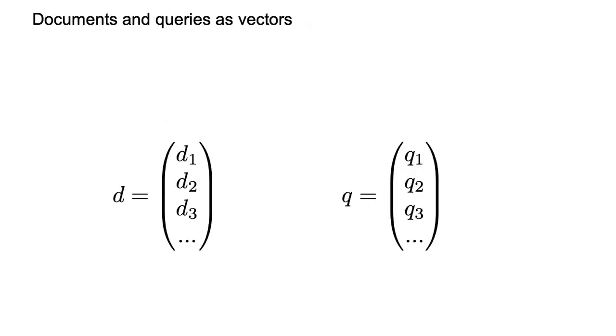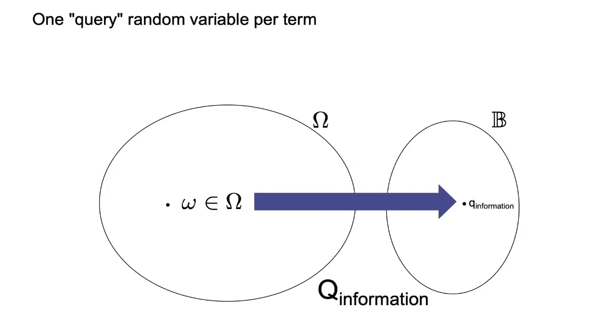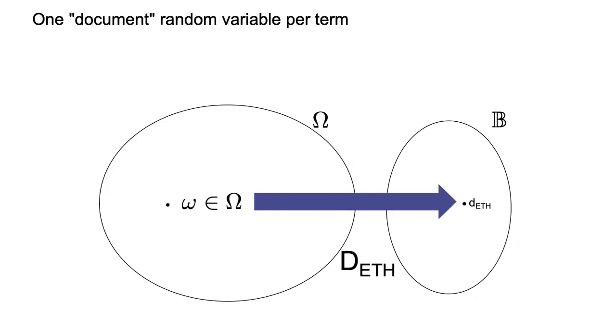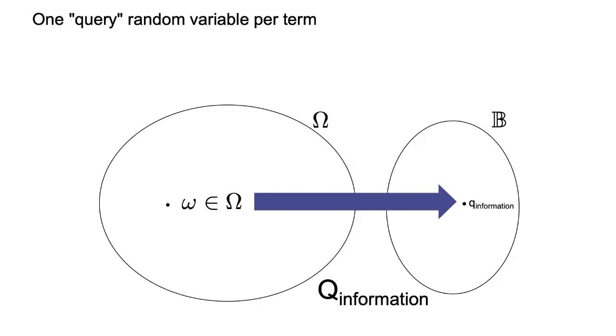This is the same as d1, d2, d3. This is 1 or 0 in my vector, right? d_eth, maybe it's at position 4,372. I don't know. Uppercase D_eth is a random variable that has the target set {1, 0}. Okay. Now I can do the same with the query. So the small q_information would be again this q1, q2, q3. This is again a 1 or a 0. Maybe information is number 42 in that vector. And so q_information is either 0 or 1, the small q. And the uppercase Q_information is again a random variable that takes Boolean values. So it means that in every world, D_eth and Q_information either take the value 1 or 0.